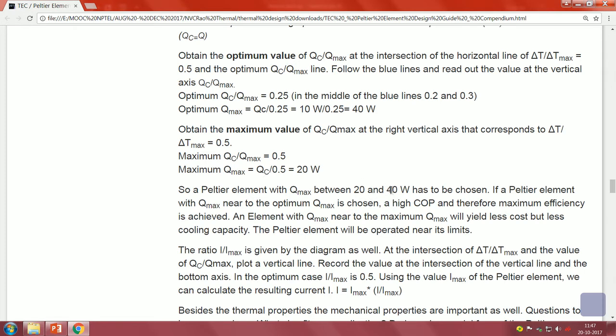Because you see, while the cost is high here, the size approximately will be the same. They are not monstrously big or anything. They are not as if they are four times as big. They are only slightly bigger. If a peltier element near to the optimum is chosen, a high COP and therefore maximum efficiency is achieved. An element near the optimum will yield less cost but less cooling capacity, which is also true. The peltier element will be operated near its limits, which is a serious problem. You have seen that, no? Ending up with the limits is a problem.